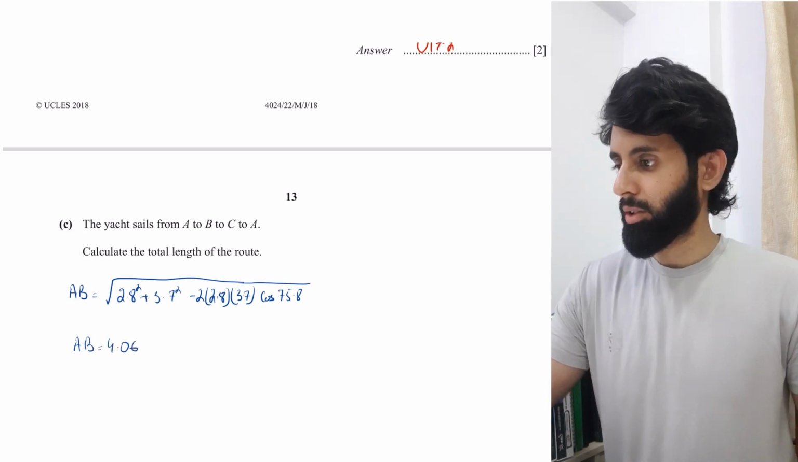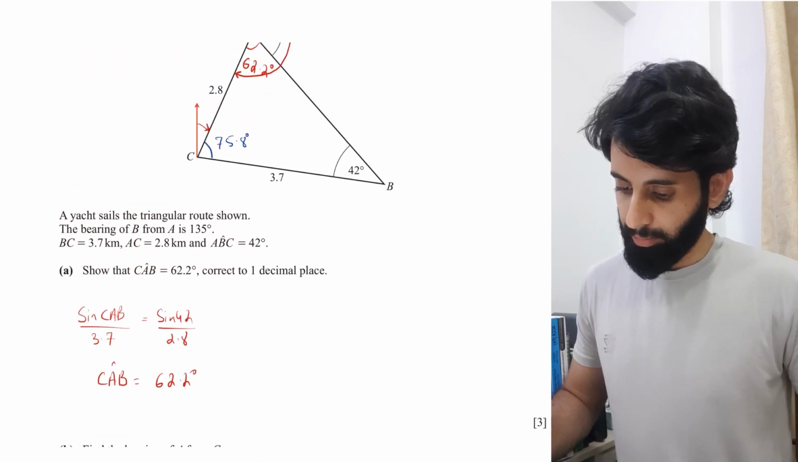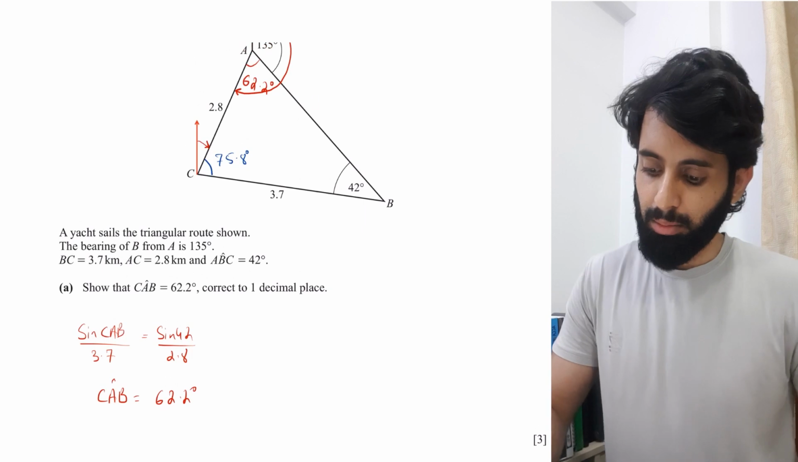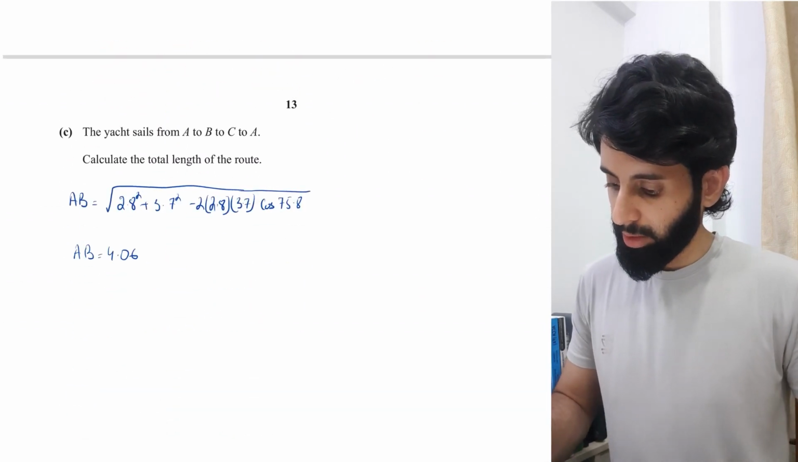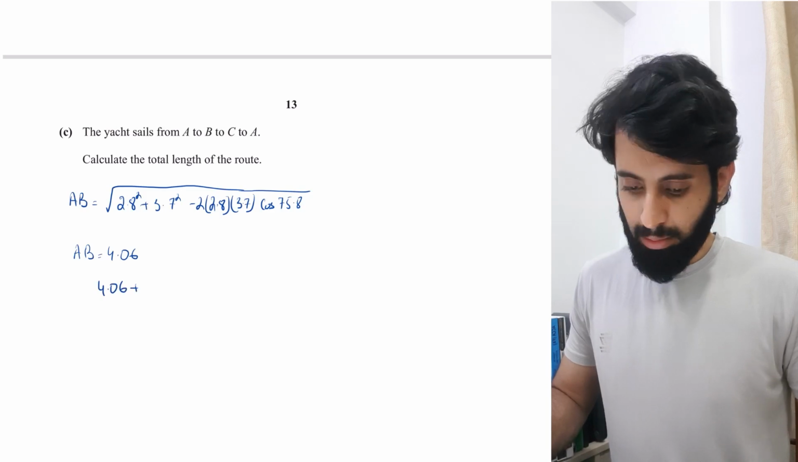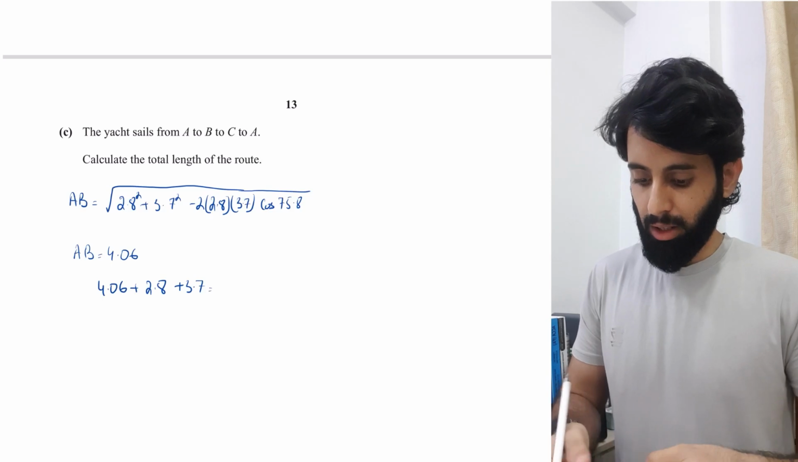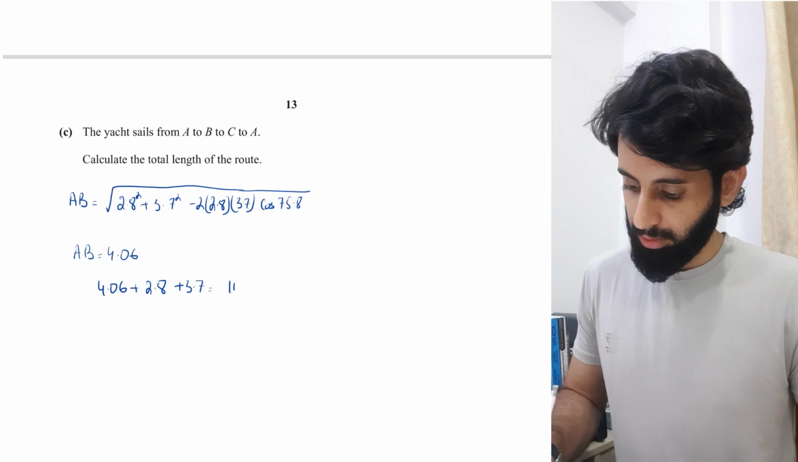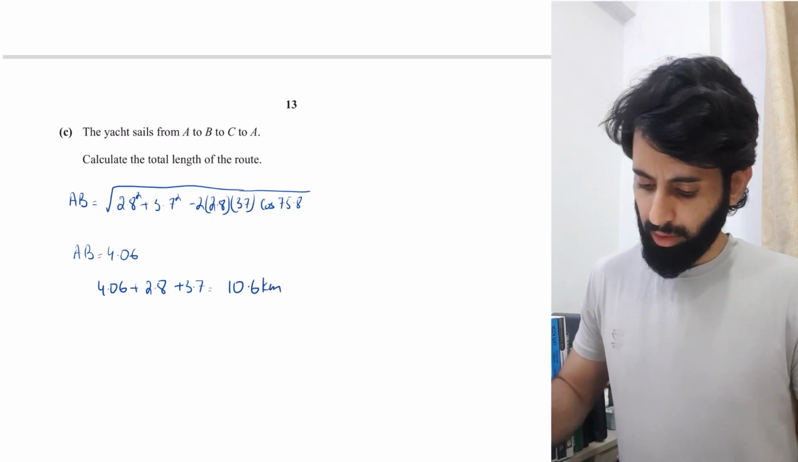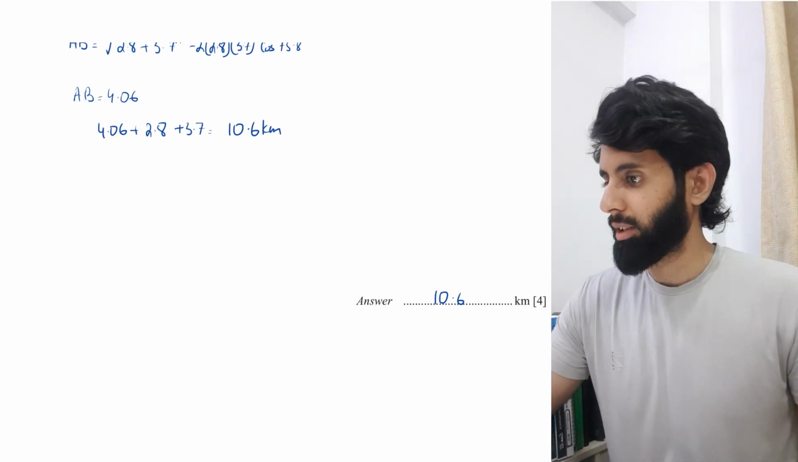Alright, so far so good. What we have to do next is sum all the lengths up, which means 2.8 plus 3.7 plus our newly worked out length. So here's what I'm doing: 4.06 plus 2.8 plus 3.7. So let's see, what do we get? We get 10.6 kilometers. We don't have to worry about kilometers. 10.6, however, is our final answer.